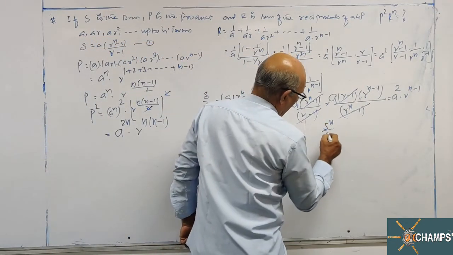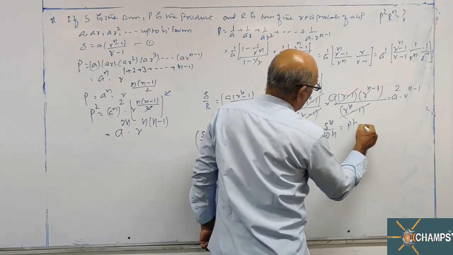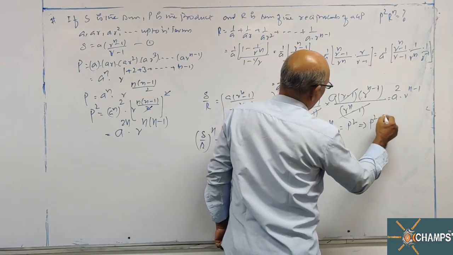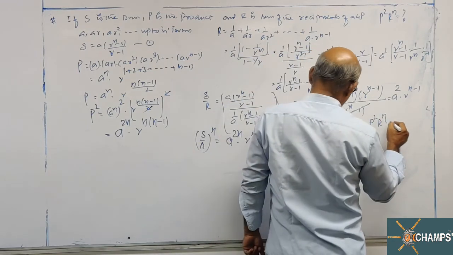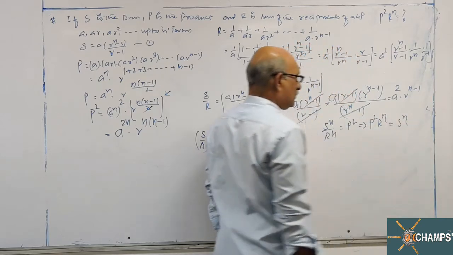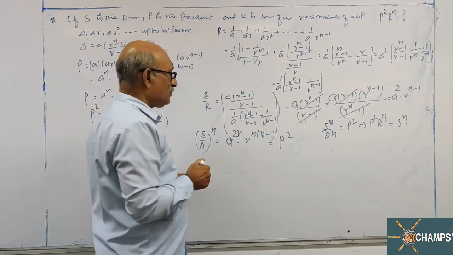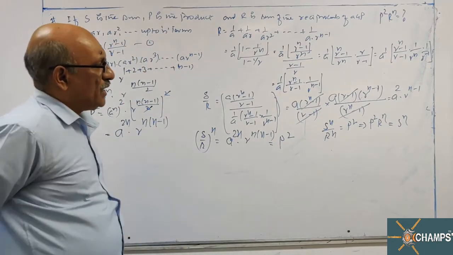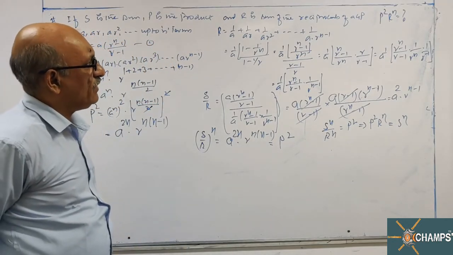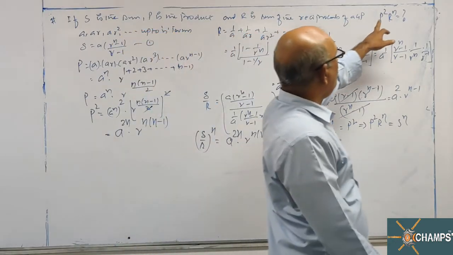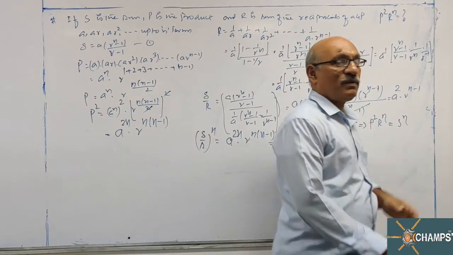Now s power n by r power n is p square, implies p square into r power n is equal to s power n. This is the first result it is having. So what is the answer here? P square into r power n is s power n.